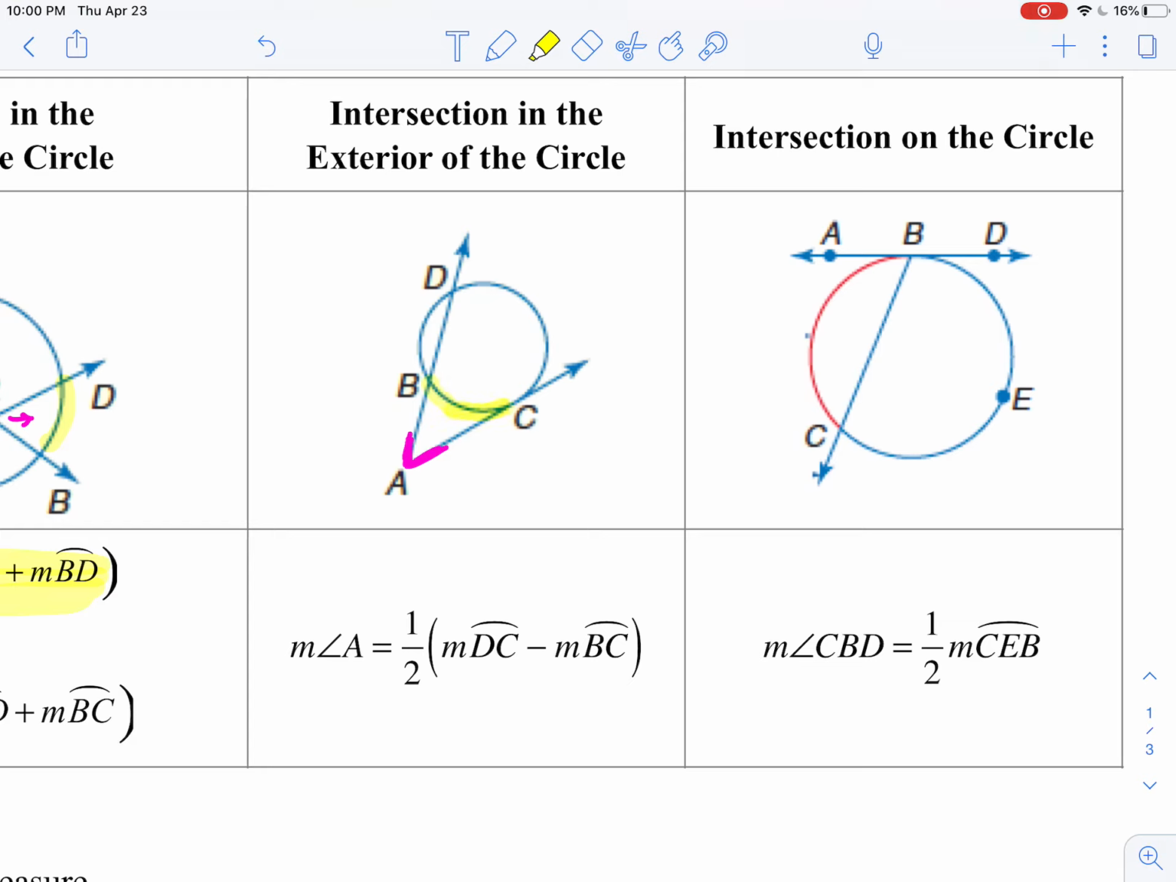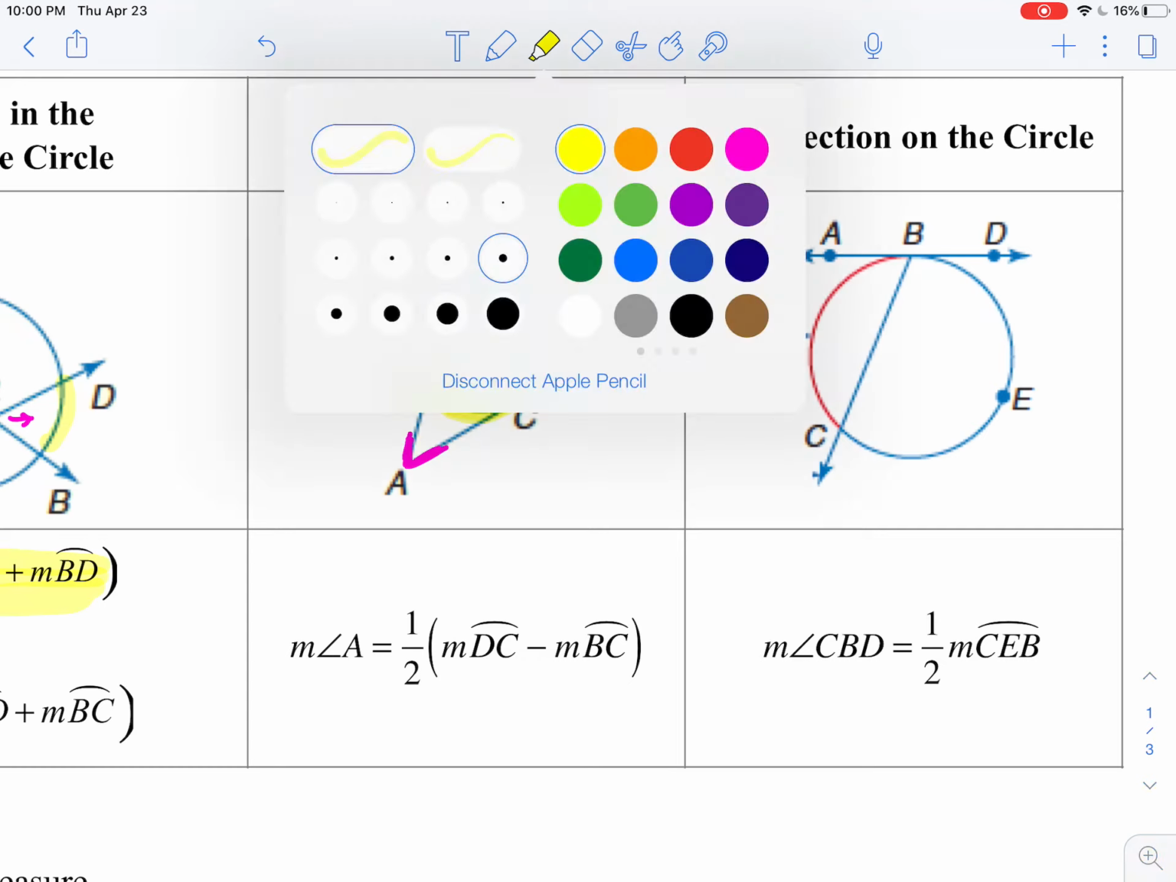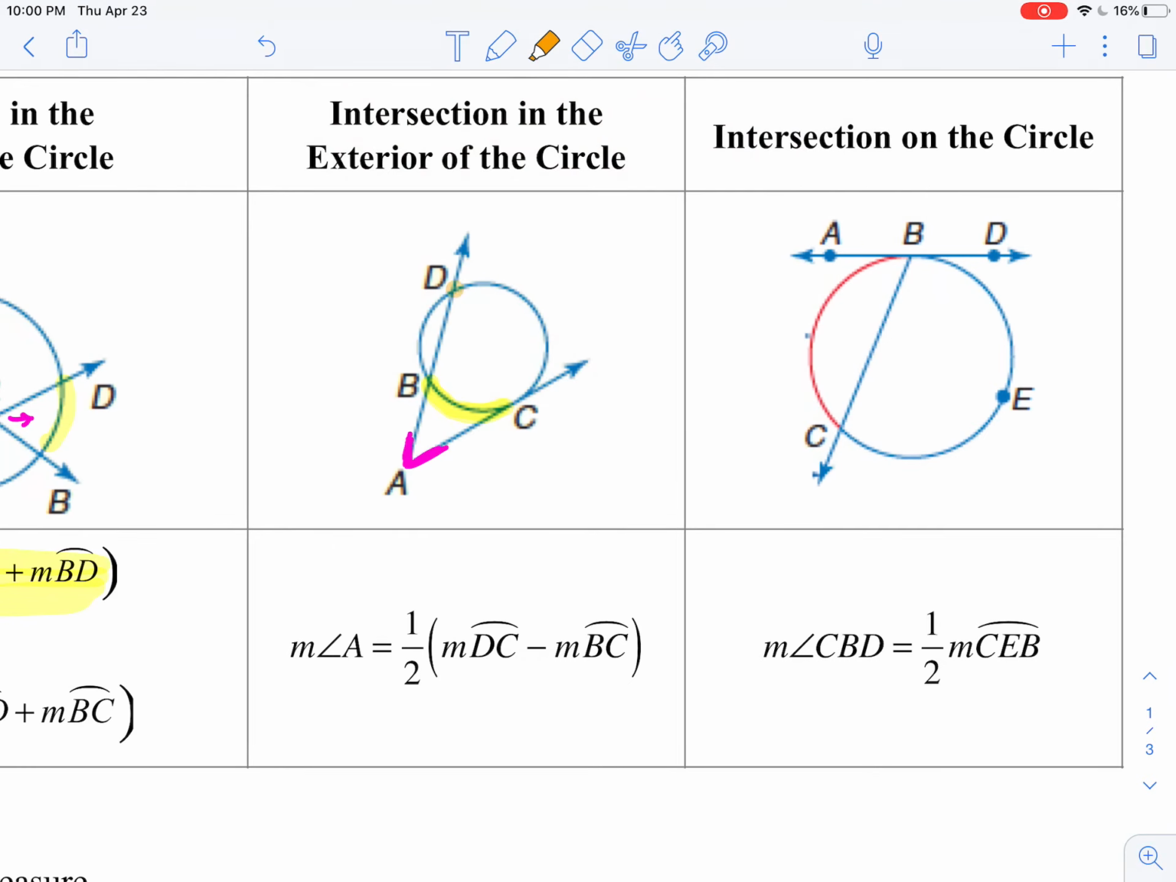There's a smaller arc here, so in this picture, that's arc BC, and a bigger arc, also inside of our angle, still intercepted. In this case, that's arc DC. When the angle gets formed outside of the circle in this scenario, we always take the bigger arc minus the smaller arc, divide by 2. So in this picture, arc DC minus arc BC divided by 2 gives us the measure of angle A.